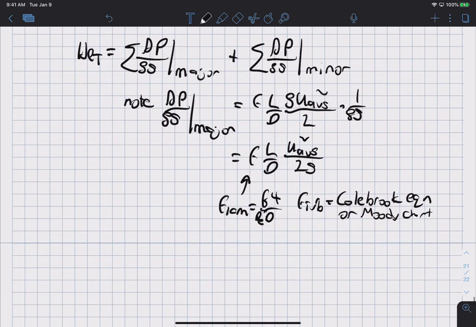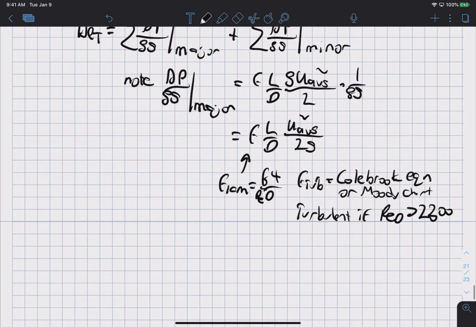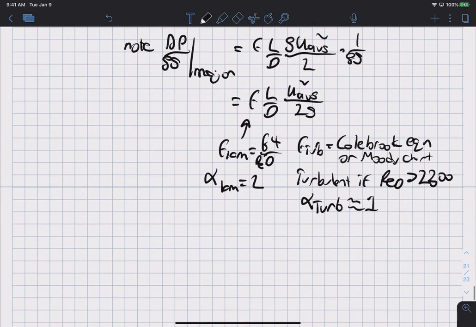And it is turbulent if Re_D is greater than 2300. Also, I'll make a note here that the kinetic energy correction factor is approximately 1, and alpha of the laminar is equal to 2. Okay? And so now we know how to compute the head loss due to major pipe losses.